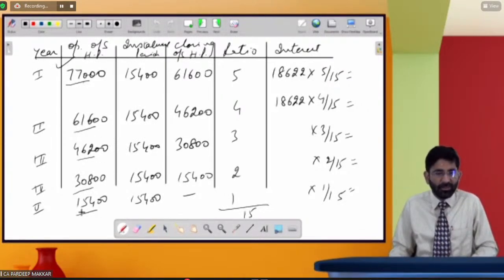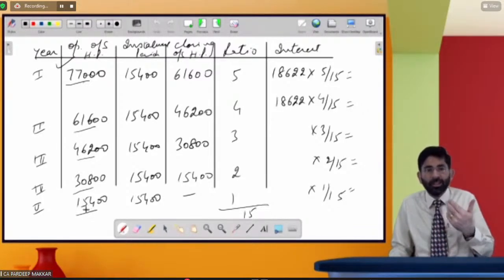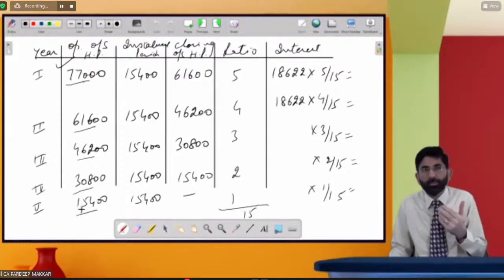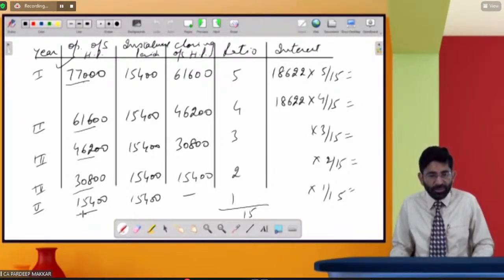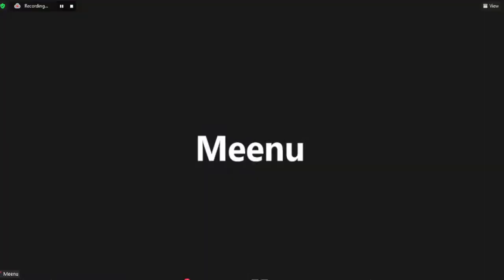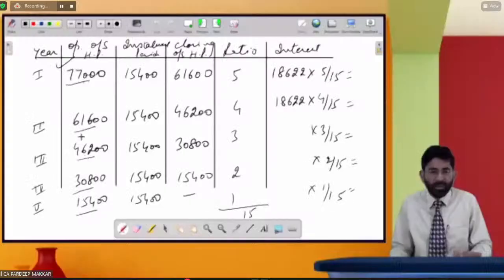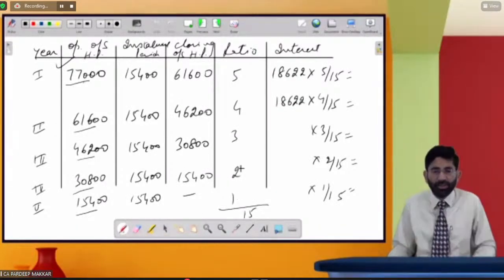Just see that this is 15,400. A person like me, who has some good practice in mathematics, can solve it very easily. They can calculate the ratio very easily. They will see this is 15,400, this is 30,800, which is double this. And if it is double, then it is triple, it is 4 times, it is 5 times. I have just done it without using anything. 1, 2, 3, 4, 5.